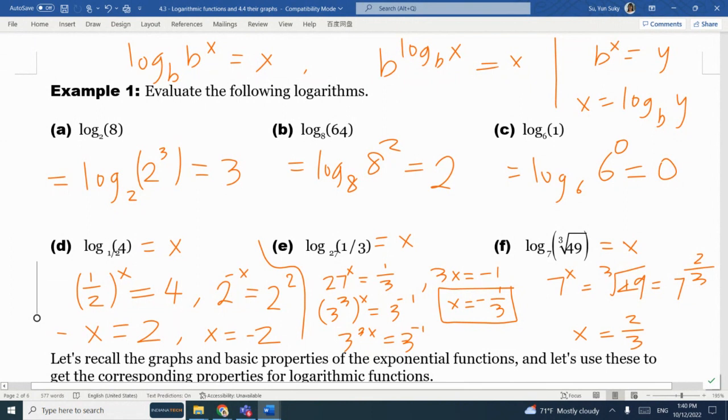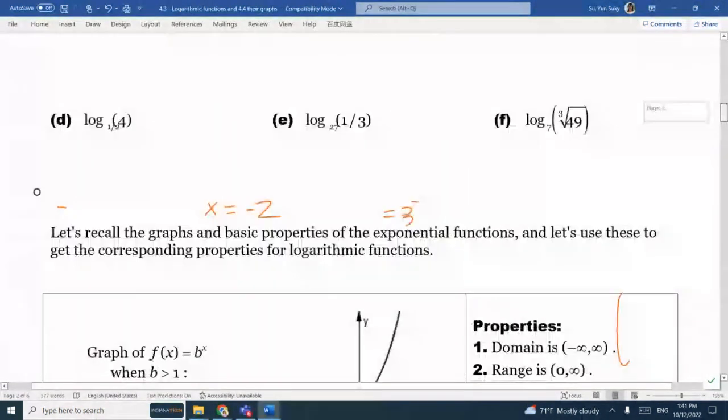If your base is very simple, use this method. Here, you can also use this method. But if your base is not simple, like 1/2 or 27, then use the second method. Okay, everybody? Which method do you prefer? The top one, if the base is easy, the top method is easier, right? But if your base gets harder, then use the second method. Is that clear, everybody? All right. Okay, let's continue.